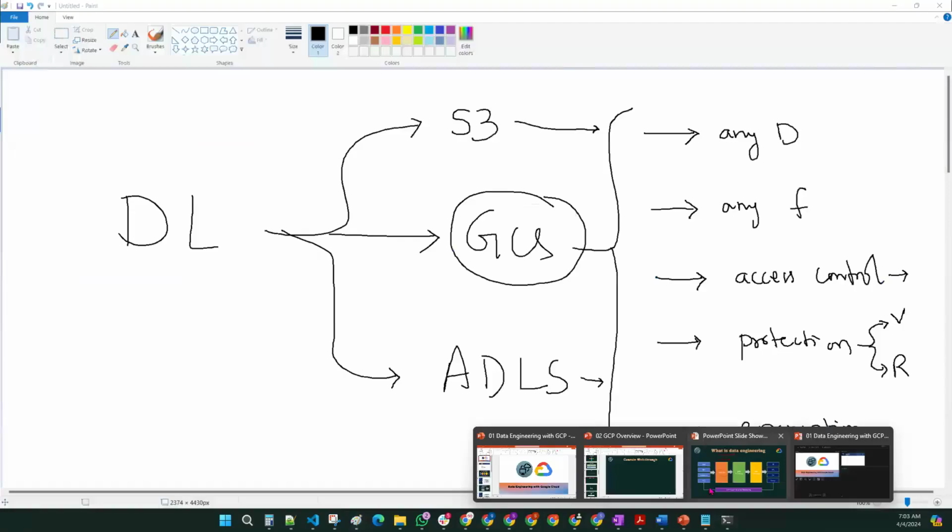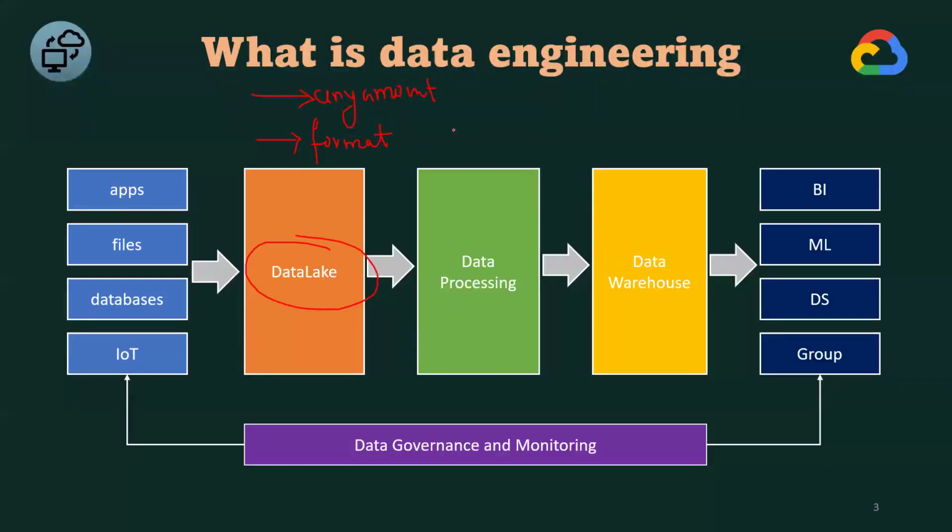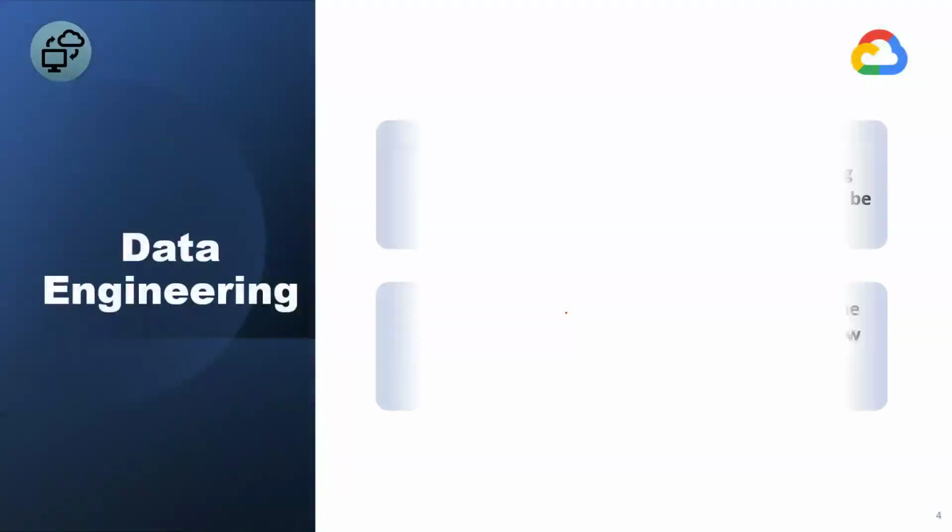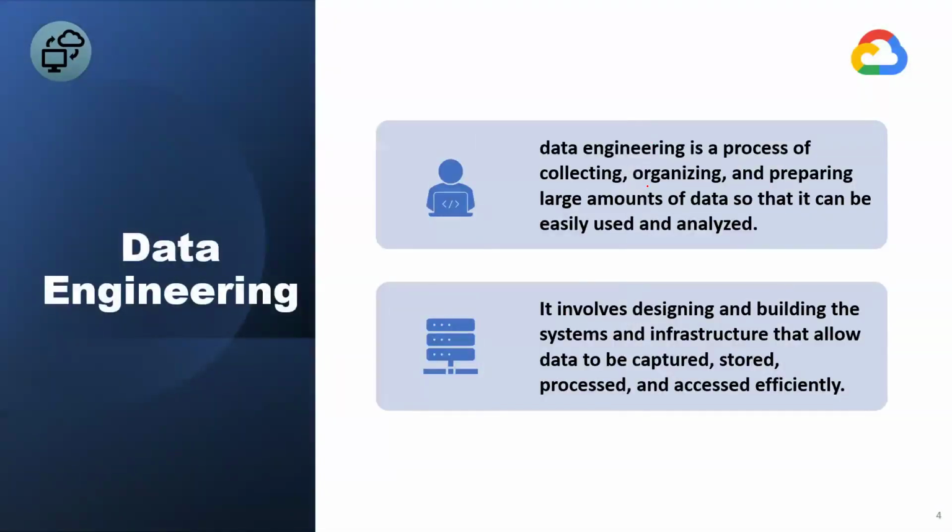So this is what data engineering is. If I have to tell you the definition of data engineering, it is the process of collecting the data, organizing the data, and preparing large amounts of data that can be easily used for analysis. And if I want to do all of these things, I need to build systems, I need to create the infrastructure that allows me to store the data, process the data, and access the data efficiently.